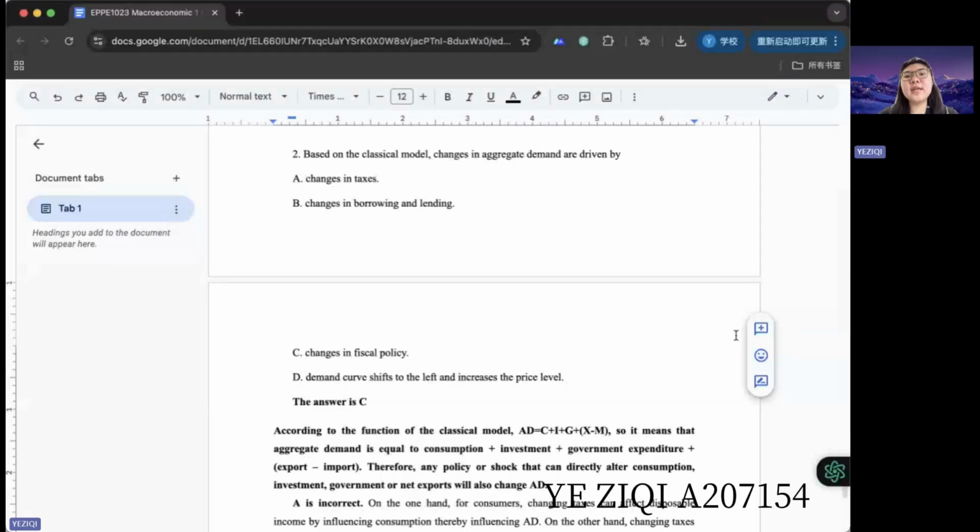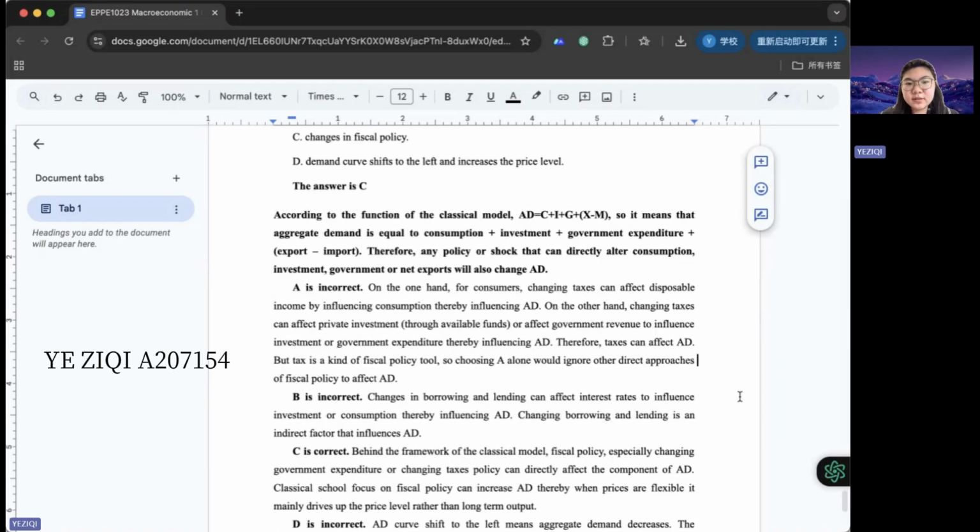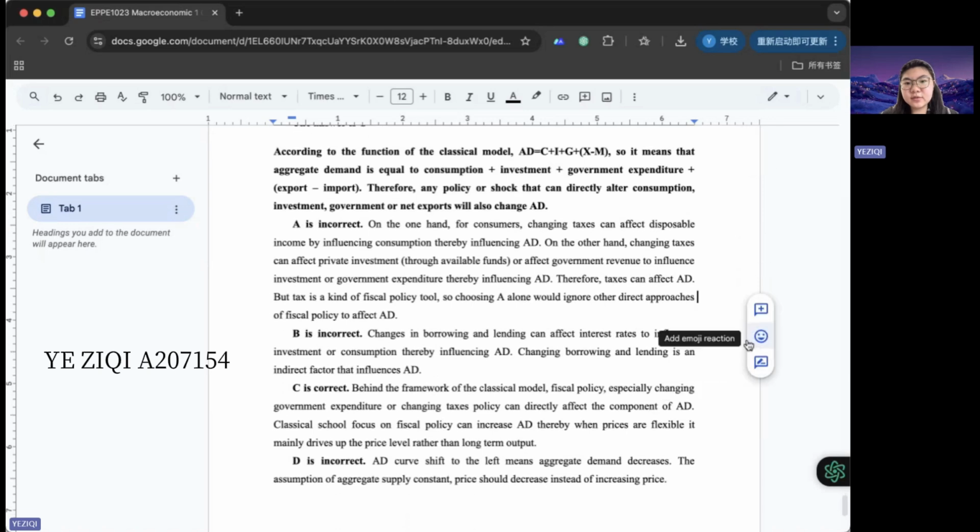In classical models, change in aggregate demand is driven by... the answer is C, change in fiscal policy. According to the function of classical models, AD is equal to C plus I plus G plus X minus M. It means that aggregate demand is equal to consumption plus investment plus government expenditure plus exports minus imports. Therefore, any policy or shock that can directly change consumption, investment, government spending, or net exports can also change AD.